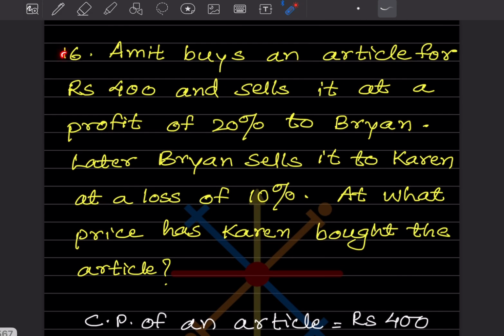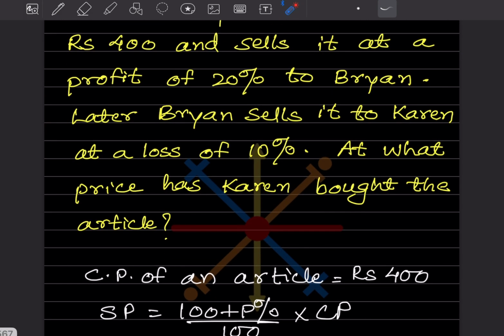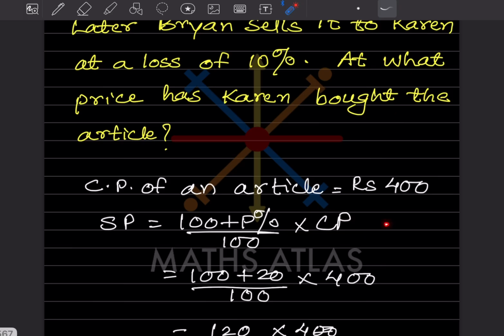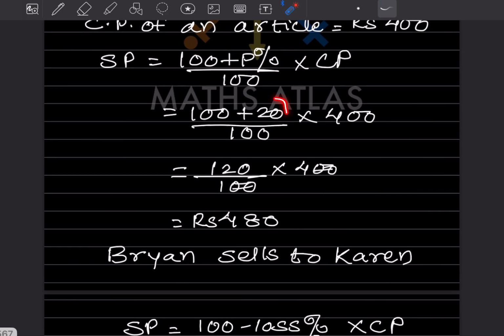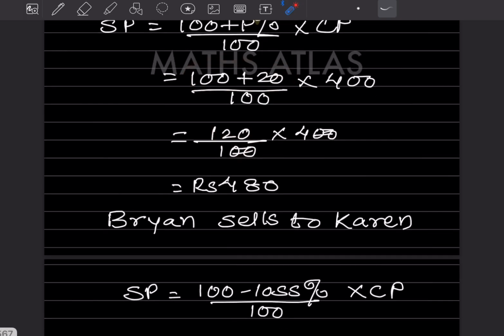This is the question given. CP for an article is given as 400. Selling price with a profit of 20%, so you will use this formula. Here you will write 20. Rest all the same. Here will be 400 because the CP is given. After solving this part, that will be 120. Simplify, you get 480. So the selling price is 480.